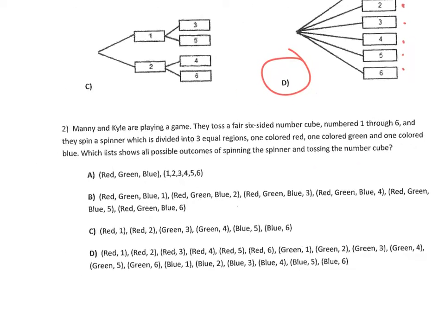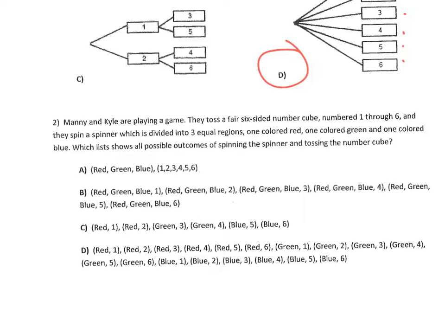On number 2, Manny and Kyle are playing a game. They toss a fair 6-sided number cube numbered 1 through 6. They spin a spinner, which is divided into 3 equal regions, 1 colored red, 1 colored green, and 1 colored blue. Which list shows all the possible outcomes of spinning the spinner and tossing the number cube?